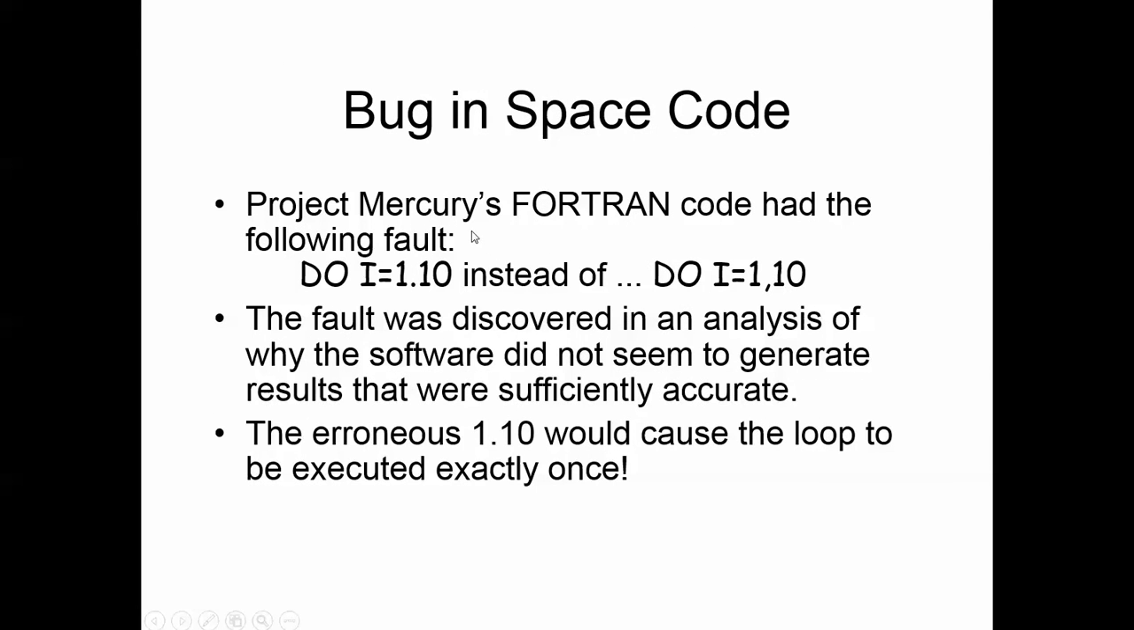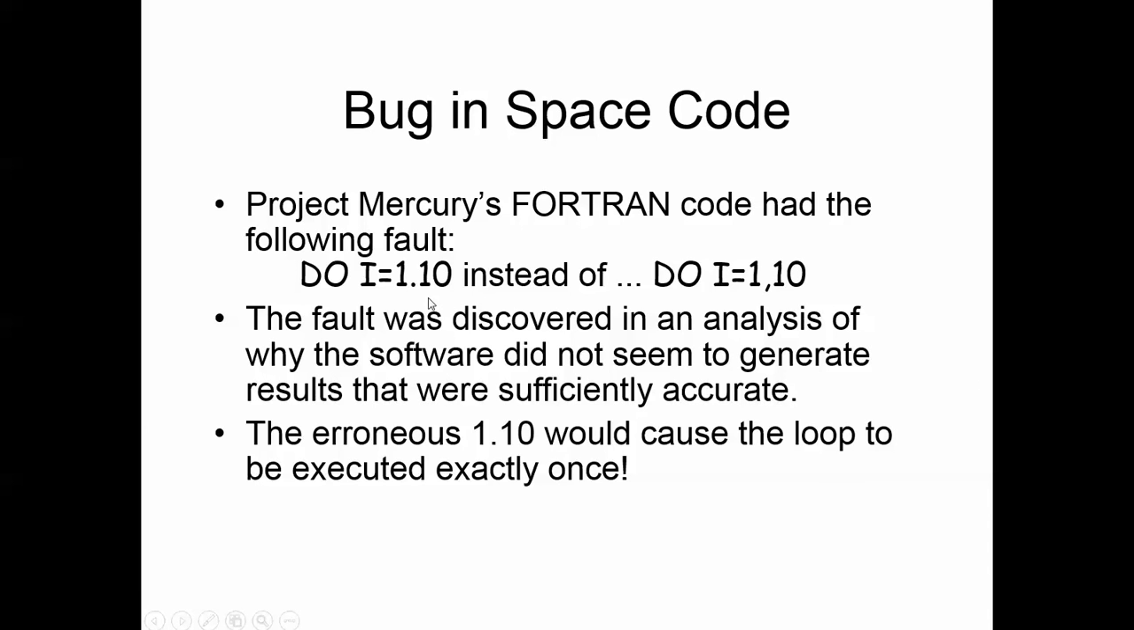All right, as an example, Project Mercury had some code written in Fortran, right? If you see that, that's actually a loop in Fortran, DO I equals. The developer wrote DO I equals 1.10, and what they intended to write was DO I equals 1 comma 10, meaning go from 1 to 10. They found that flaw doing the analysis of the software, right? But really what would have happened if that code had gone into production is that it would have only iterated one time.